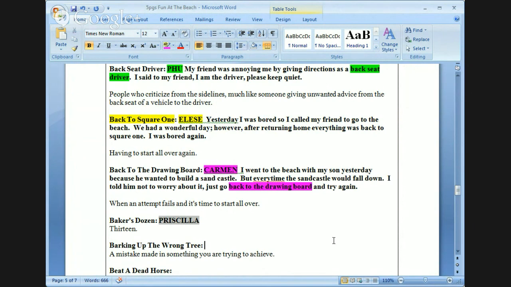I went to the beach with my son yesterday because he wanted to build a sandcastle. But every time the sandcastle would fall down, I told him not to worry about it. Just go back to the drawing board and try it again. Just start it all over from scratch.